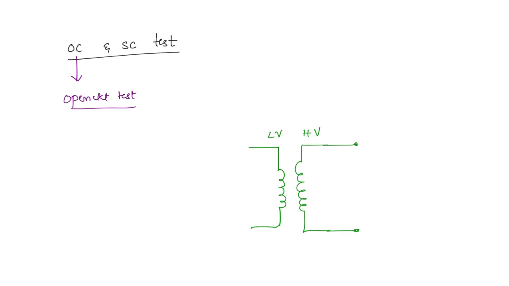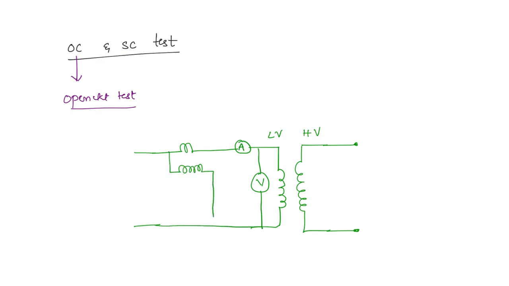Now on the LV side we are going to give a supply voltage, where we are going to measure the current as well as the voltage and also the power. This is how the wattmeter is represented. There will be a current coil in series and a pressure coil in parallel. Here we have the AC supply. Now what will be the current drawn? The current drawn will be the no load or the excitation current.